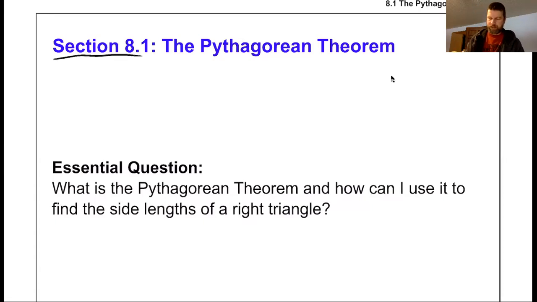Hello, welcome to section 8.1, the Pythagorean Theorem. This is probably a theorem you've heard before. It has to do with right triangles, so hopefully this lesson is a bit of a review. The essential question is to figure out what the Pythagorean theorem is and how we can use it to find the side lengths of a right triangle.